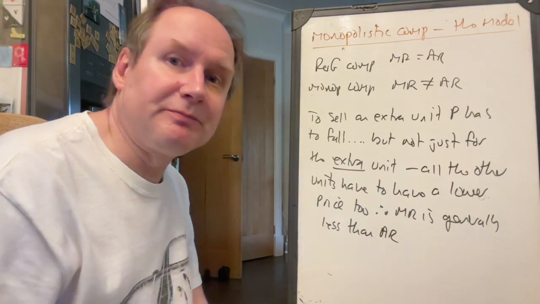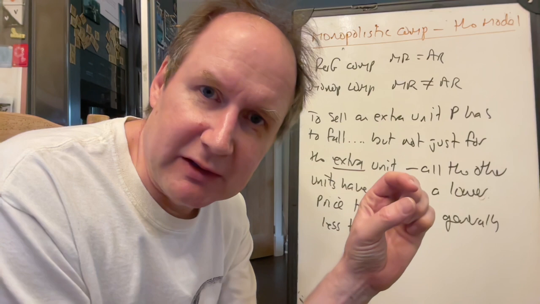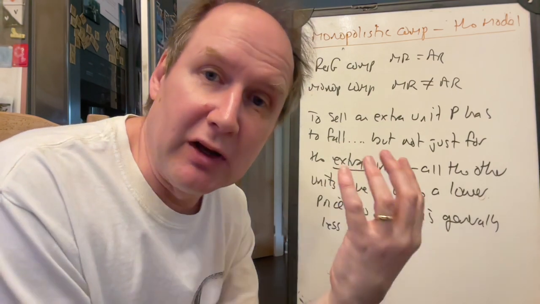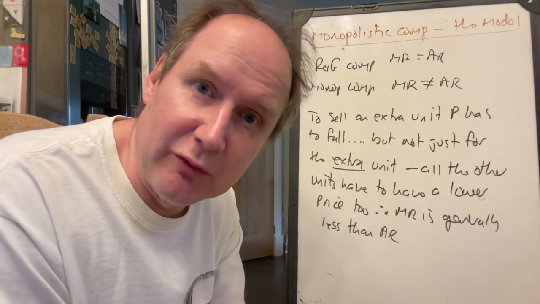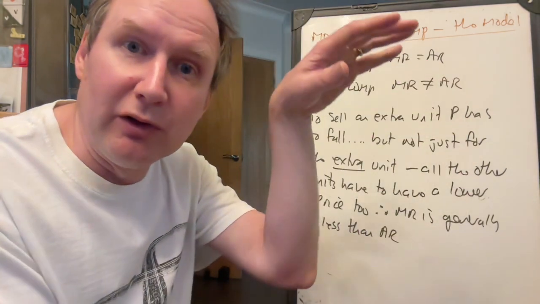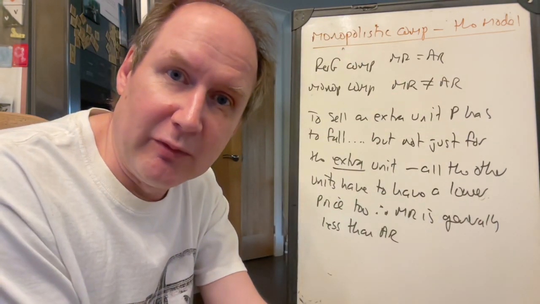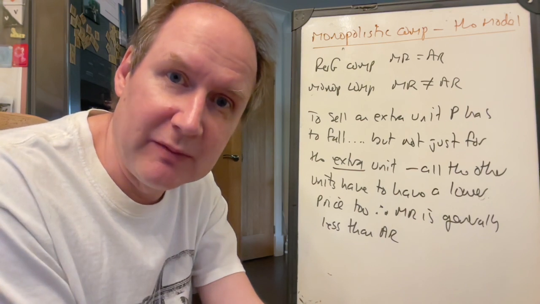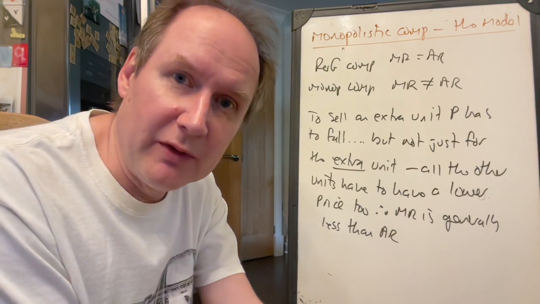Because we sell all the units at the new price, that's average revenue, but marginal revenue, you get one set of extra revenue from the additional pizza, but we lose out on the fact that we've got to sell the other pizzas for a lower price. And we'll examine this a little bit more in the next video.